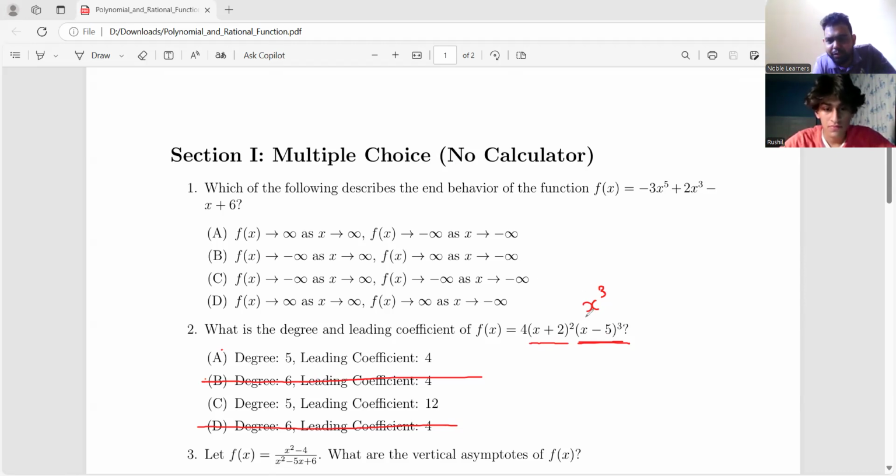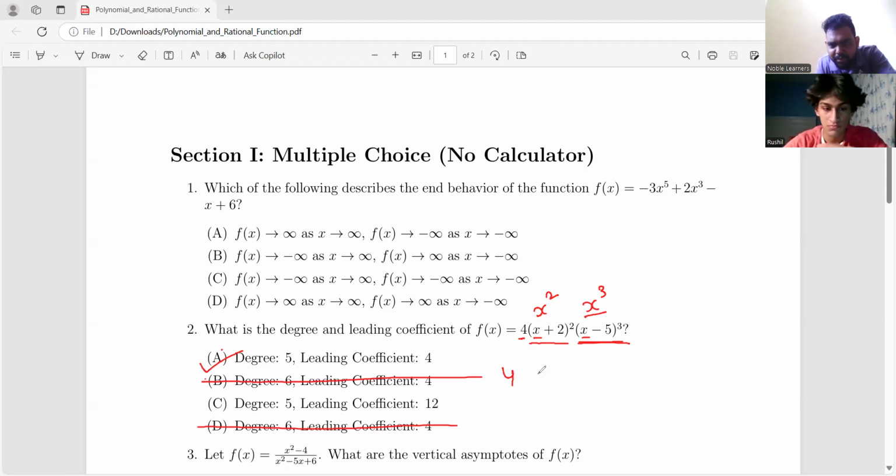So x cube will come from here and x square will come from here. Is there any number here which can come over there? No, no numbers are there. So the only number which will multiply at the end is going to be 4. So 4 is the leading coefficient, right? So you can directly take this one as your answer. No need to bother. Otherwise, many people can do it that way, but this is just a waste of time.